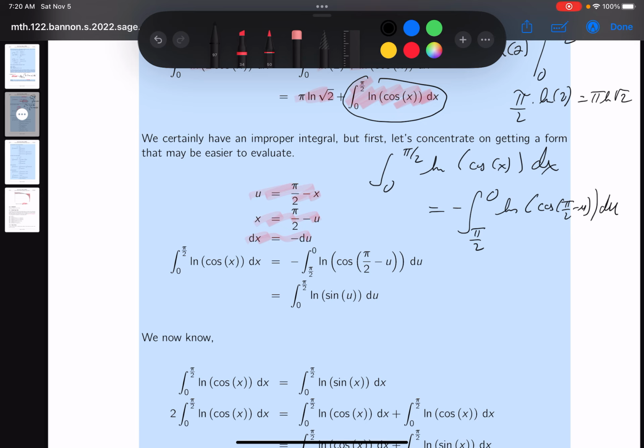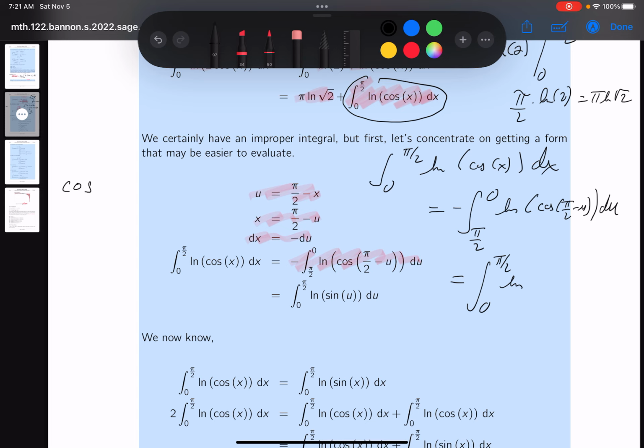I'm going to rewrite this a tiny little bit. Before I do that, I want to point out that it's written right over here. Because of the minus, we reverse the limits on the integration. And then natural log, and the cosine of pi over 2 minus u. Let me write this down for you.